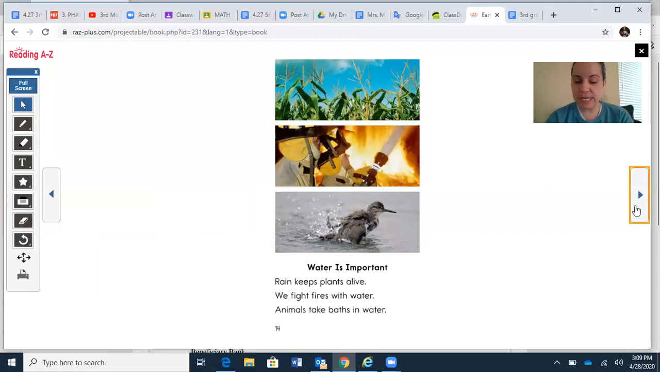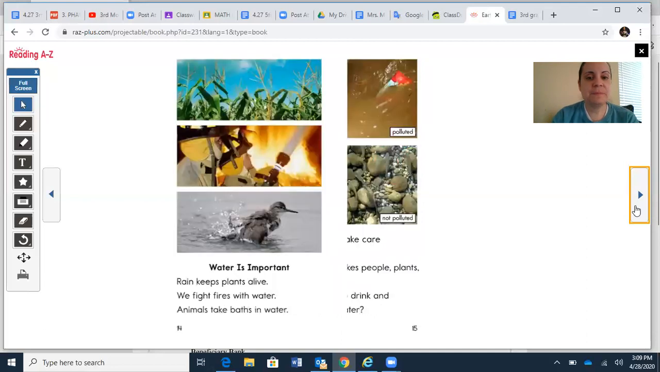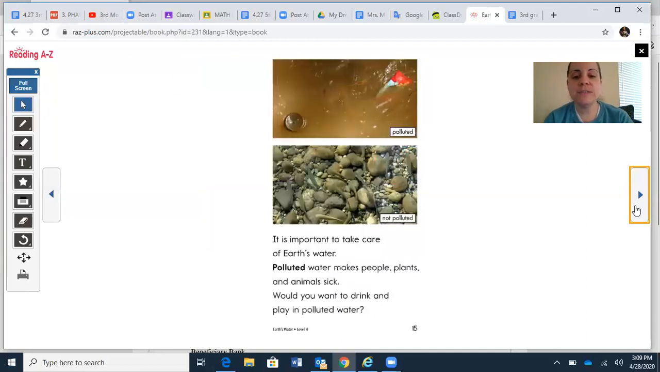Water is important. Rain keeps plants alive. We fight fires with water, and animals take baths in water. Humans take baths in water too. It is important to take care of Earth's water. Polluted water makes people, plants, and animals sick. Would you want to drink and play in polluted water? Ew, no. Would you want to drink this water? No.